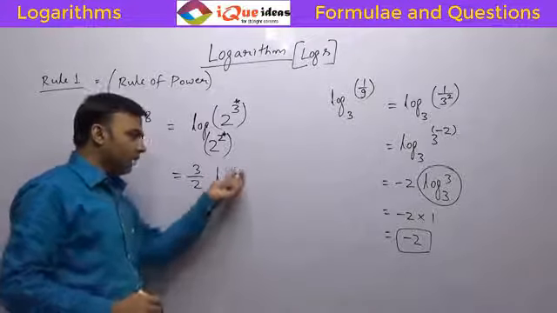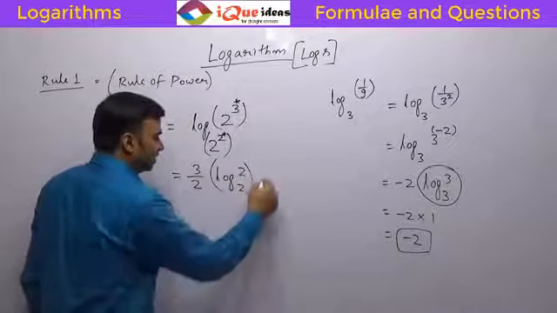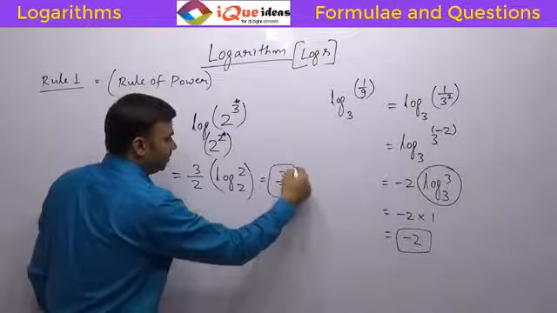Now what is log 2 to the base 2? Any number to itself is the power 1. So log 2 to the base 2 is 1. So this whole thing is 1. So the final answer is just 3 by 2.